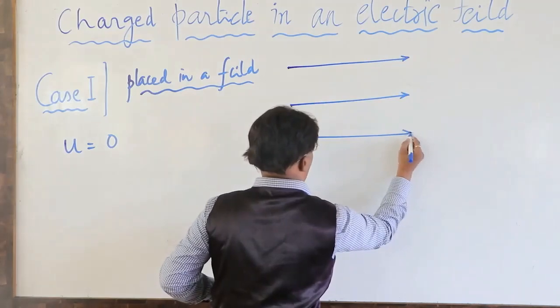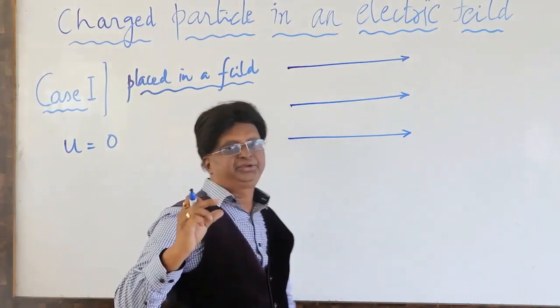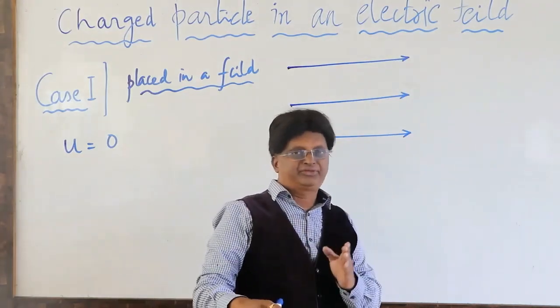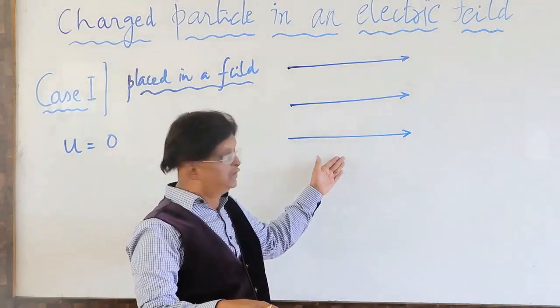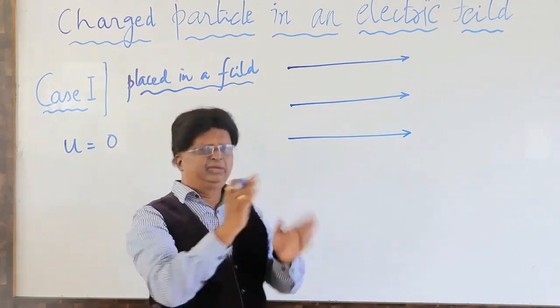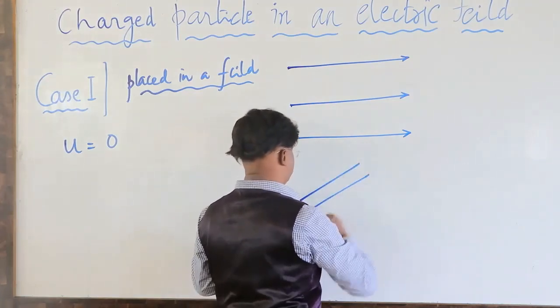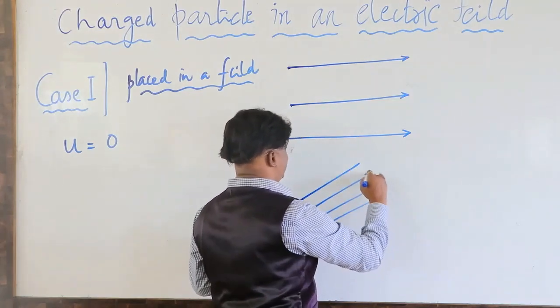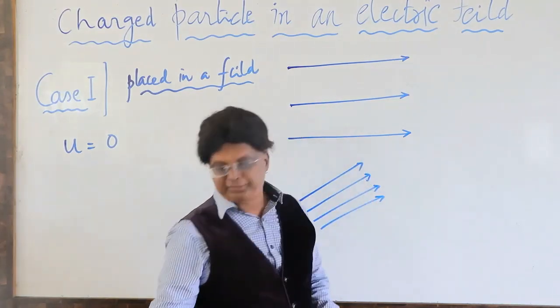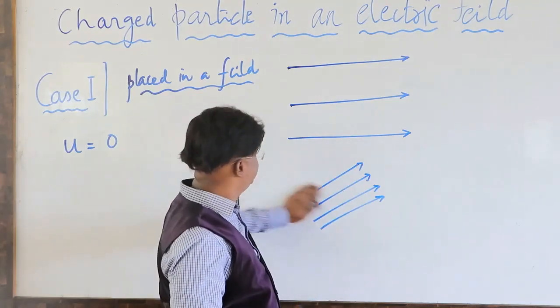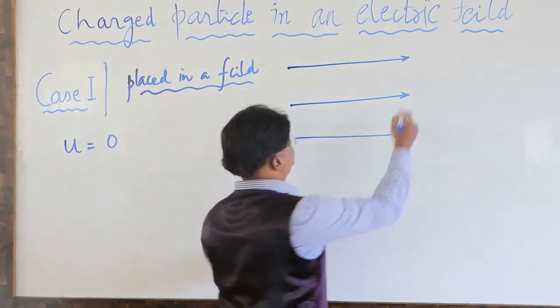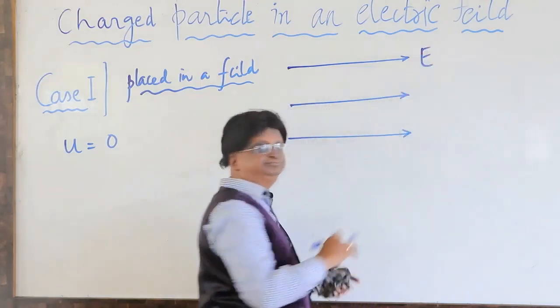As I have told you, it is always represented by straight, parallel, equidistant lines of force. Need not be parallel always, any orientation. This is also a uniform electric field only, right? So anything, but the point is that straight, parallel and equidistant is the criteria. This is an intensity, capital E.